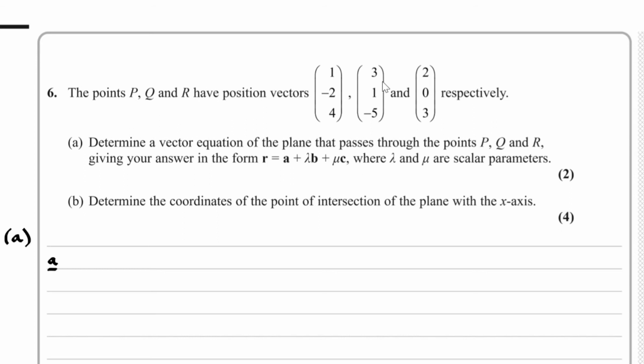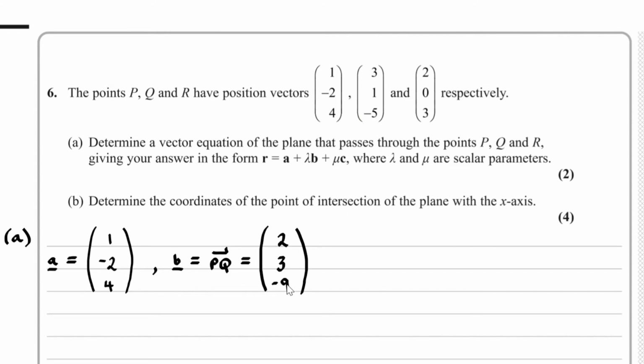So the vector a can be any of these points. I'm going to choose the point P. For b, that direction vector can equal PQ. And if I work out PQ, from 1 to 3, I go 2 in the x. From minus 2 to 1, I go 3 in the y. And from 4 to minus 5, I go minus 9 in the z. So the vector b is shown here.